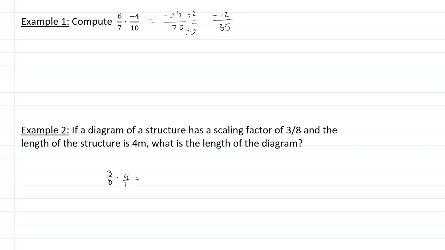Well, as you'll learn later as well, if we're multiplying a whole number by a fraction, we can treat the whole number like it's over 1 and just do normal fraction multiplication. So 3 times 4 is 12, and 8 times 1 is 8. We can reduce these by dividing top and bottom by 4. So we get 3/2 meters as our answer.